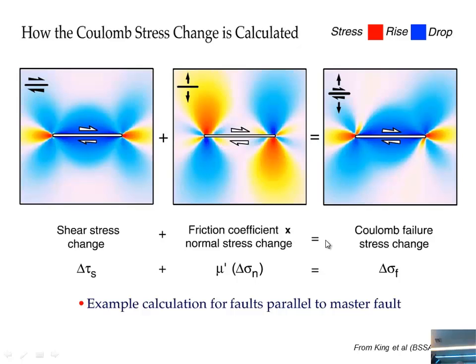So what this means is that where it's red, if you had a fault there that was the same orientation as the source fault, it would be moved closer to failure. And then the blue places, any faults over here would be moved further away from failure. So they're shut down. They're going to maybe take longer till the next earthquake.